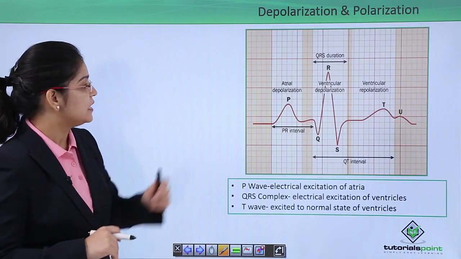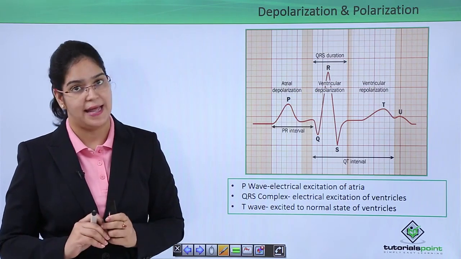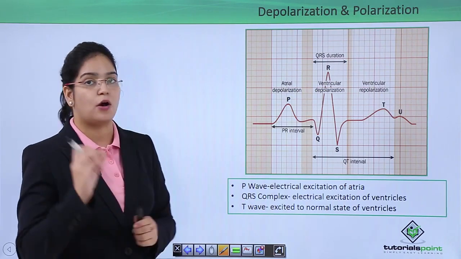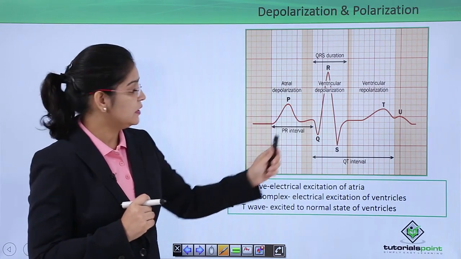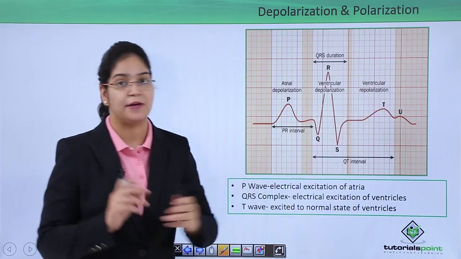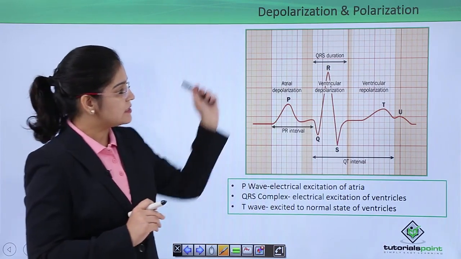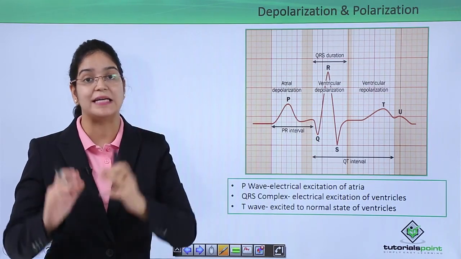Now, this is the graphical representation of the electrical activities. Concentrate on 3 main points: the P wave, the QRS complex and the T wave. This graphical representation of the electricity is showing the cardiac cycle also.